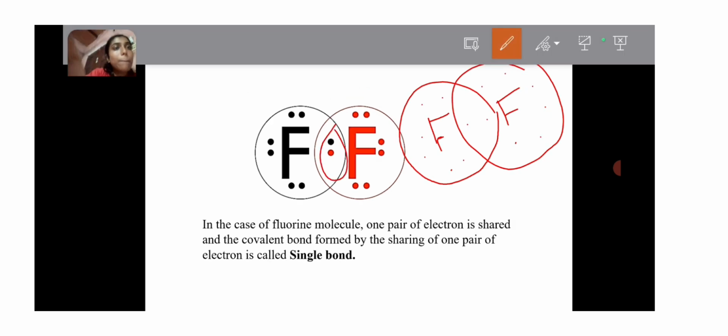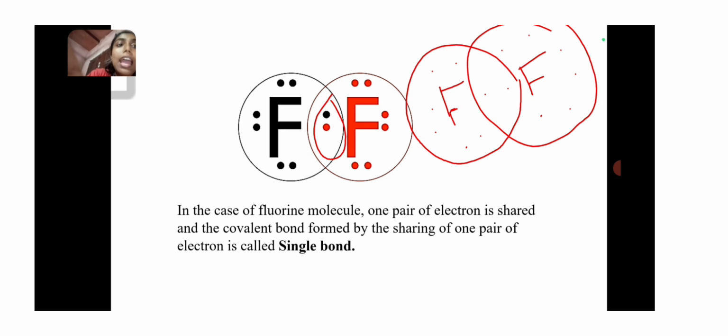We can say that one pair of electrons is being shared, and the covalent bond which is formed by the sharing of one pair of electrons is known as a single bond. So a single bond means only one pair of electrons, that is two electrons, are shared. The covalent bond which is formed by the sharing of one pair of electrons between the combining atoms is known as a single bond.